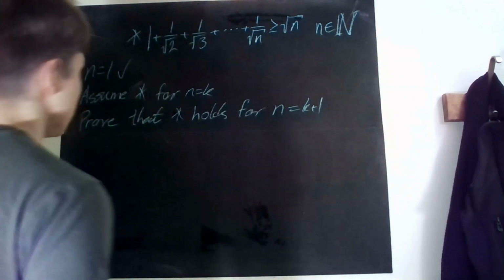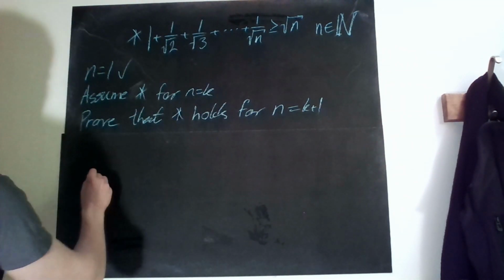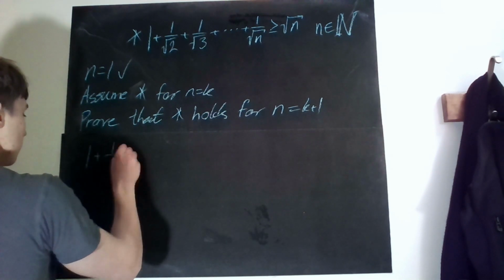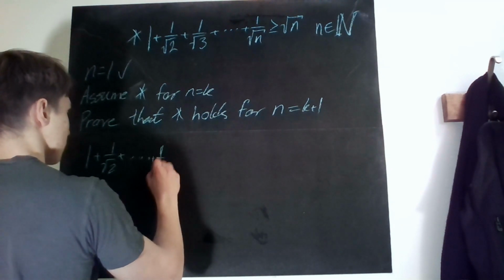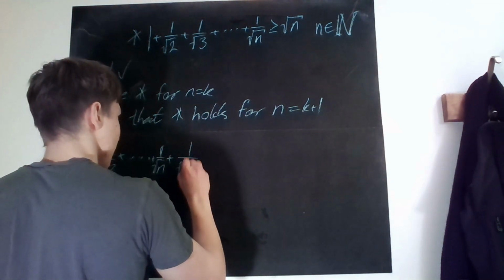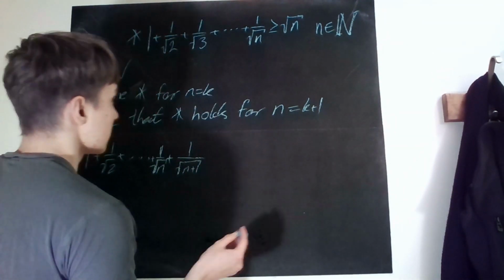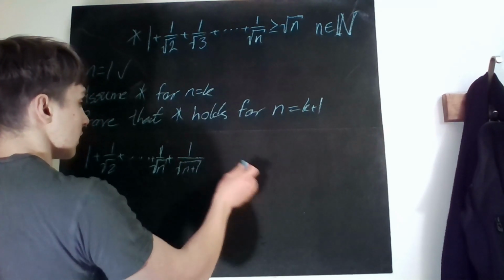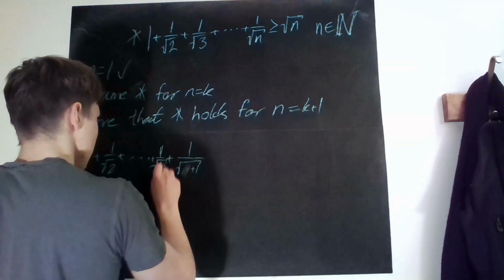So what do we have then? If we just write up the expression, firstly, on the left-hand side, we'll start with that. We have 1 plus 1 over square root of 2 plus all the way up to 1 over the square root of k, and then plus 1 over the square root of k plus 1. And this is supposedly larger than or equal to the square root of k plus 1. Sorry, I wrote n there, we should use k.